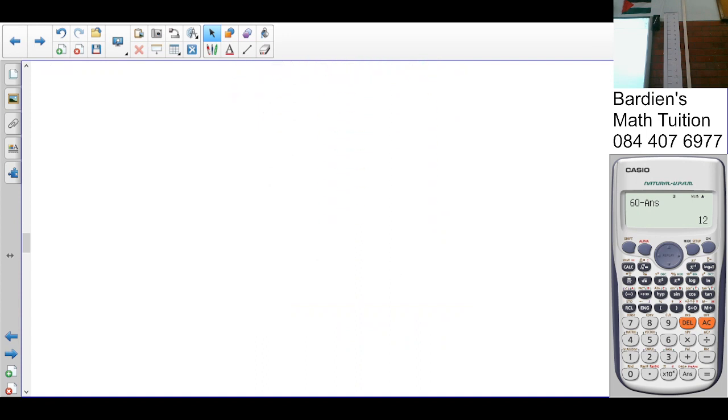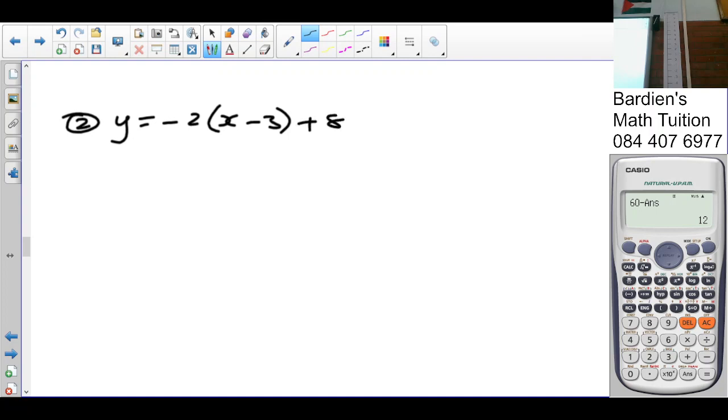Graph 2's equation is, the graph we're drawing is y is equal to negative 2 into x minus 3 plus 8. That's a graph. We use the 5 numbers summary.